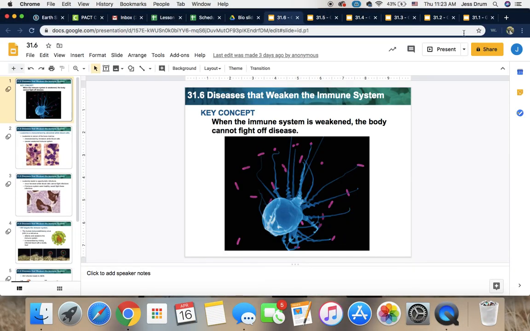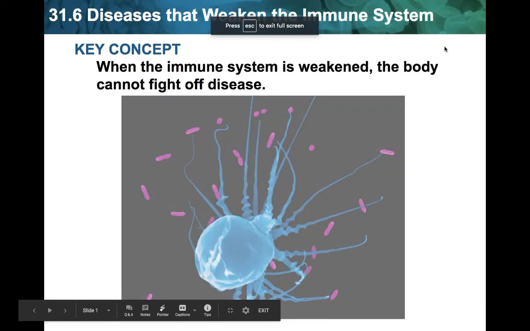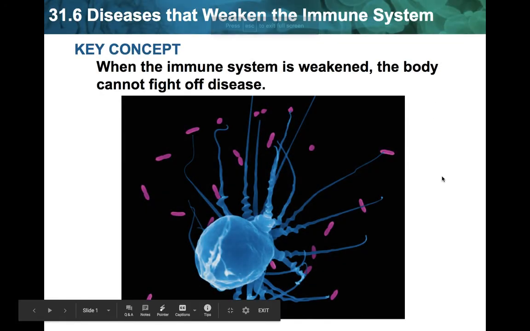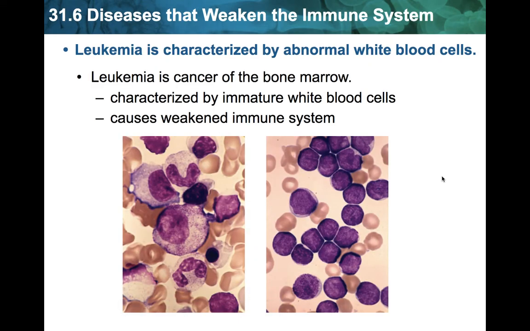All right, last section here. When the immune system is weakened, the body cannot fight off disease. Leukemia is characterized by abnormal white blood cells.